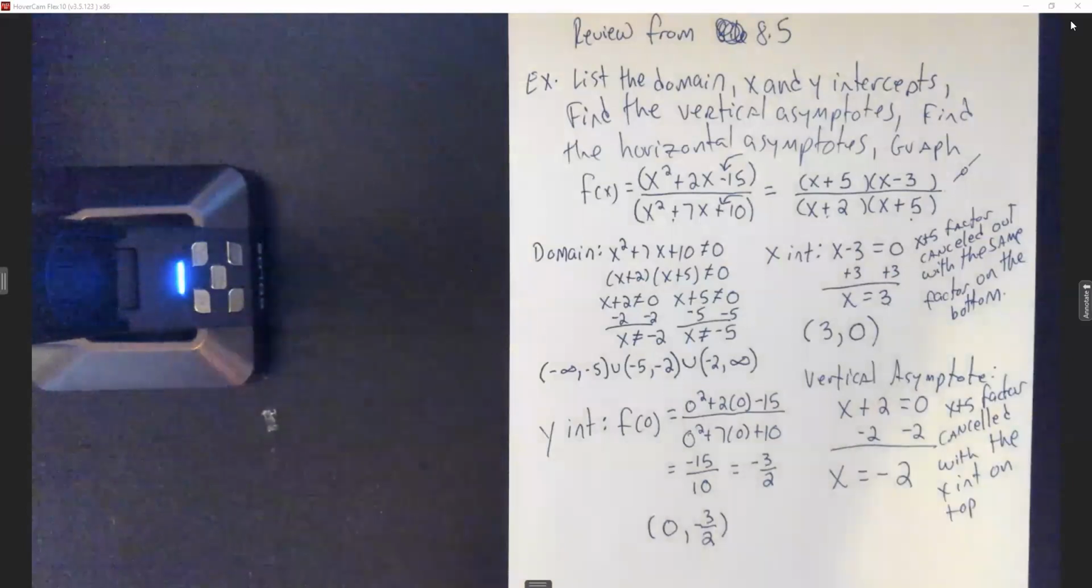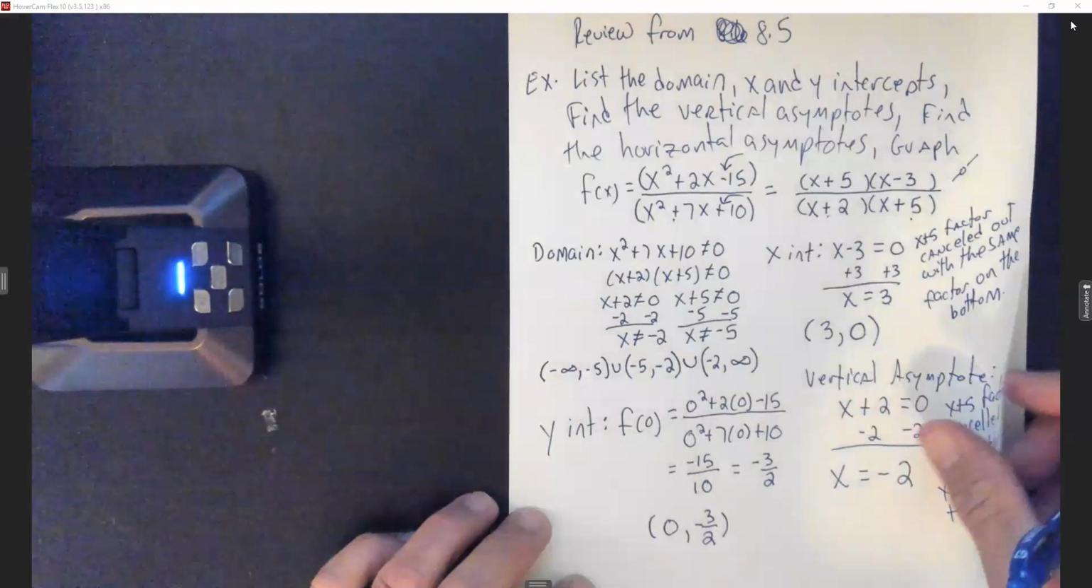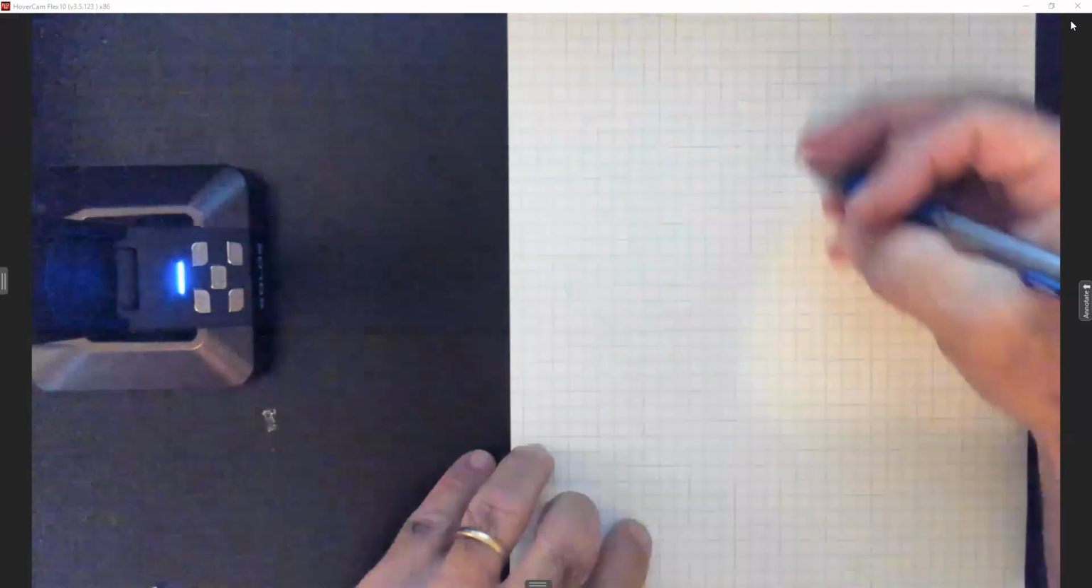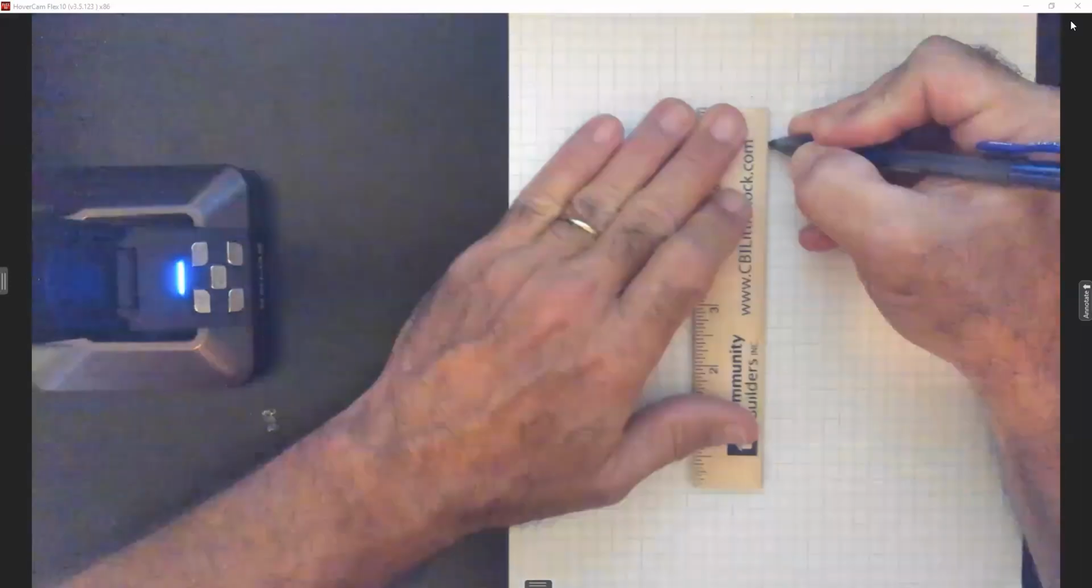All right, so let me graph this now. All right, and I had a ruler so I can make these lines better now.